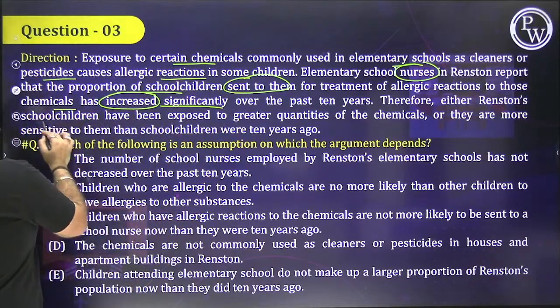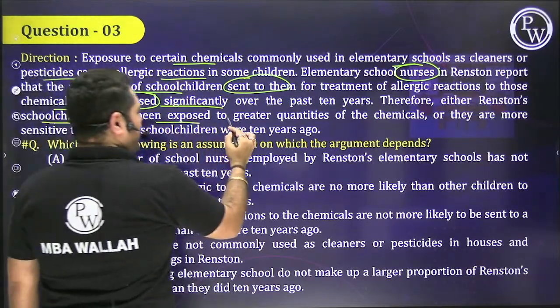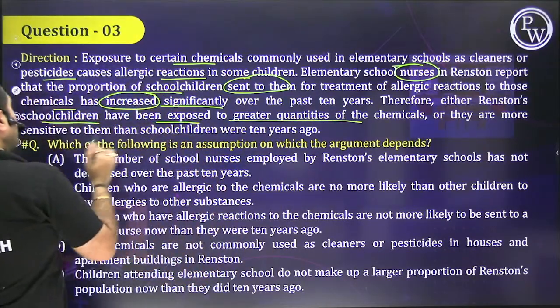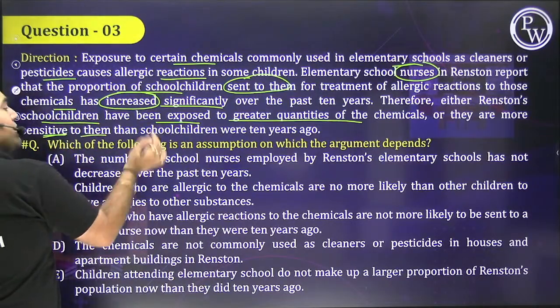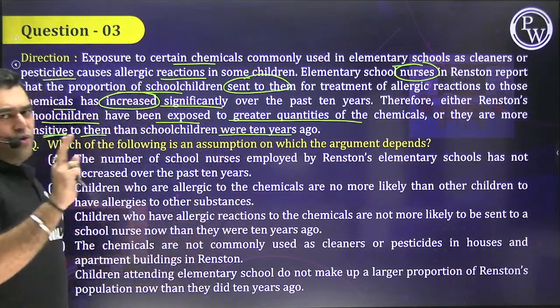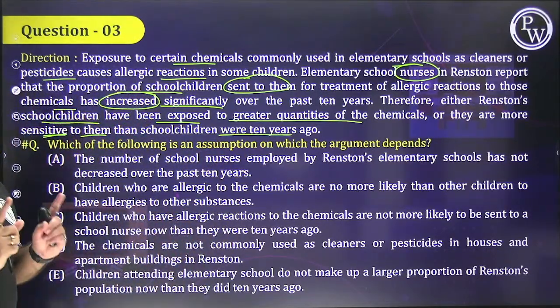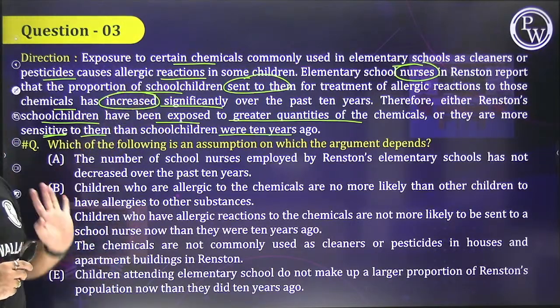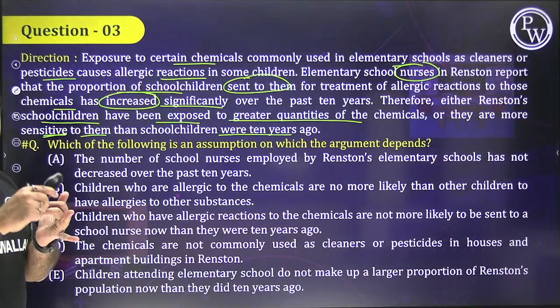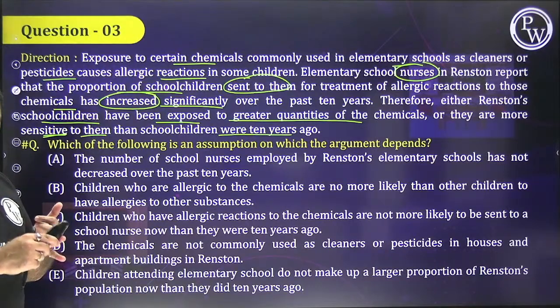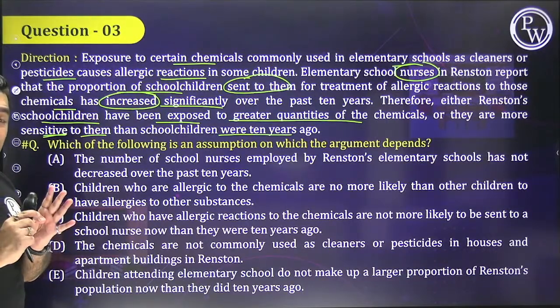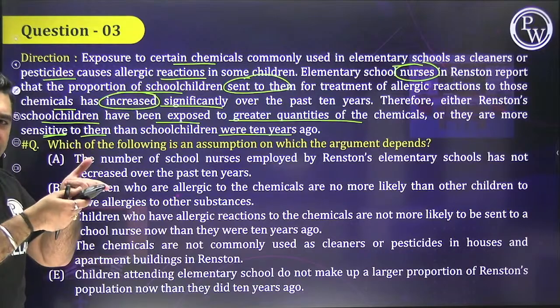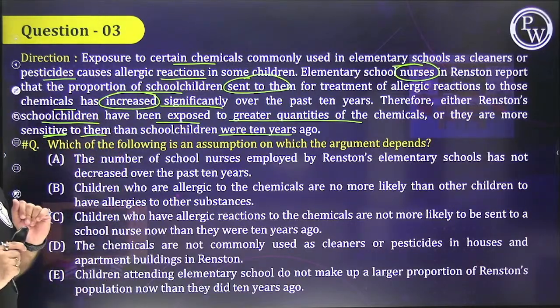Either school children have been exposed to greater quantities of the chemicals, or they are more sensitive to them than school children were 10 years ago. These are your only two possibilities. Now people think. What will your assumption involve around? School children, chemicals and pesticides exposure, nurses, and school allergic reaction, school children going to them. With this in mind, let's look at the options.